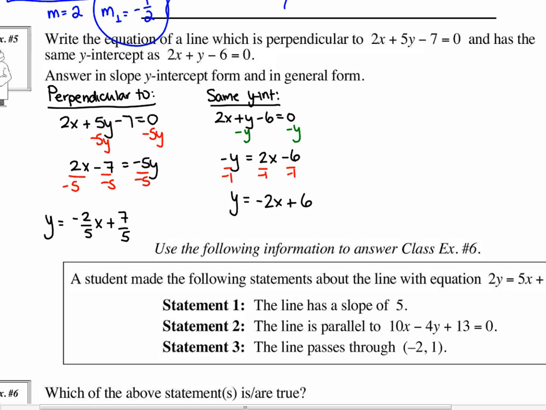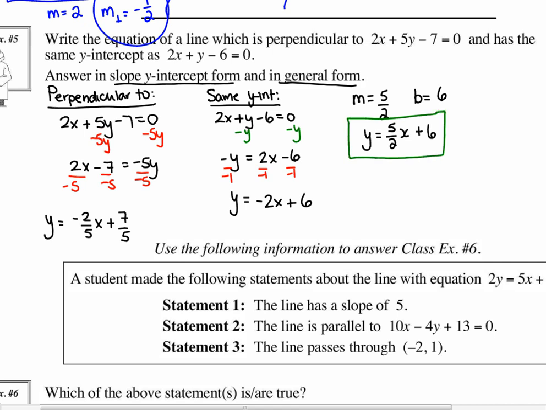So our line, what will be the slope if we're perpendicular to the first line? Positive or negative? Positive 5 over 2. So that's our slope. What would be our y-intercept? 6. So your equation, there's two answers. We want it in slope-intercept form and then in general form. So you should have had 5 over 2x plus 6. This is one of your answers. If you had that, good job.